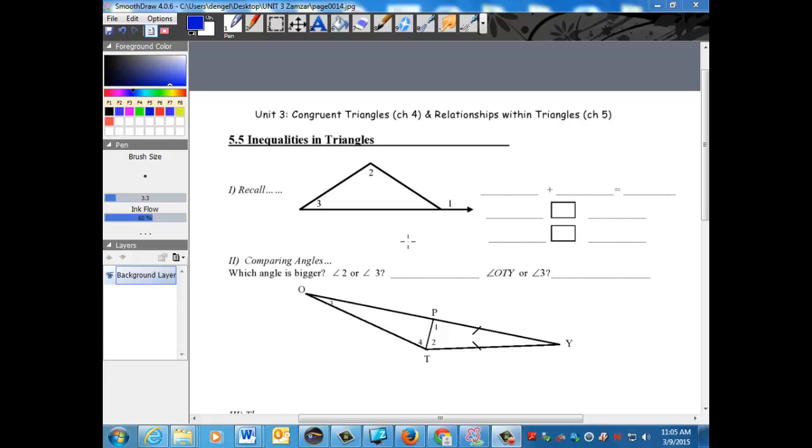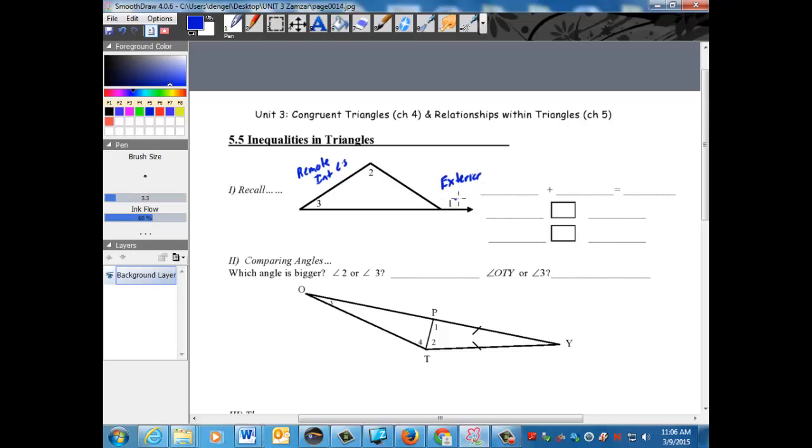Welcome back. We are at section 5.5, inequalities and triangles. We first start off with review from a problem that we had at the beginning of Unit 4. And hopefully we can recall that angles 3 and 2 are called remote interior angles, and that angle 1 would be considered an exterior angle because it's on the outside of our triangle, and remote interior on the inside.